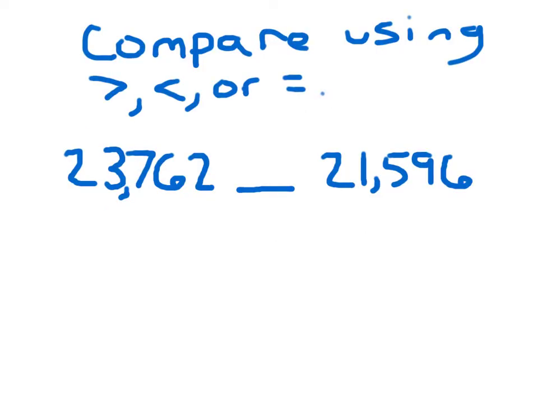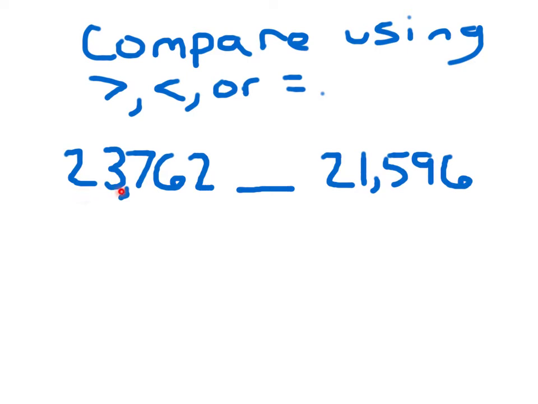When we're comparing numbers, oftentimes we are given this instruction where it says compare using greater than, less than, or equals. And then we're comparing these two numbers here, and we're going to put one of those in the blank. What I like to do is read them. This says 23,762. This says 21,596. When I'm reading them correctly, it helps me understand what symbol to place.